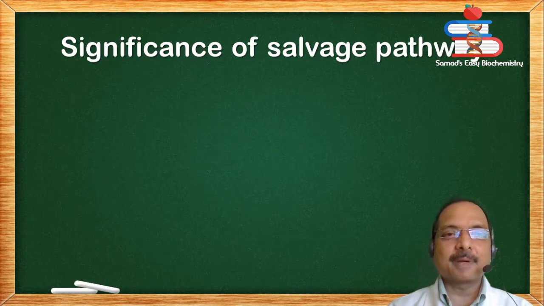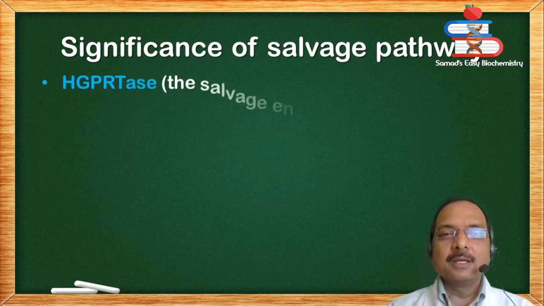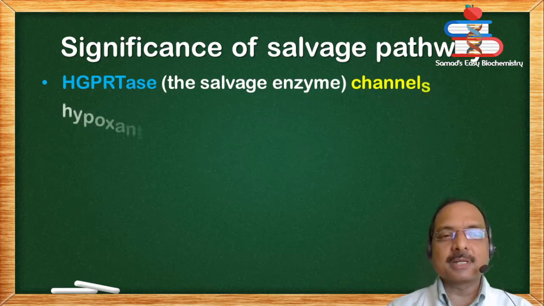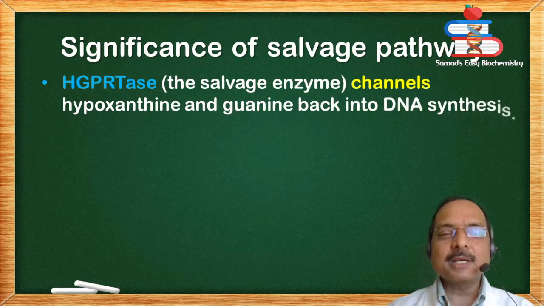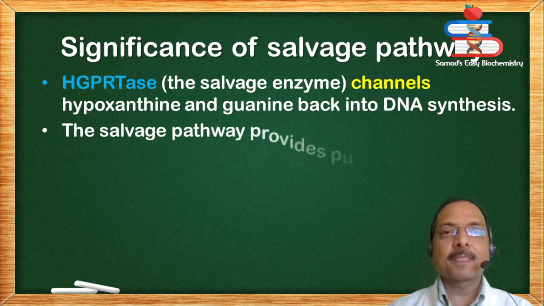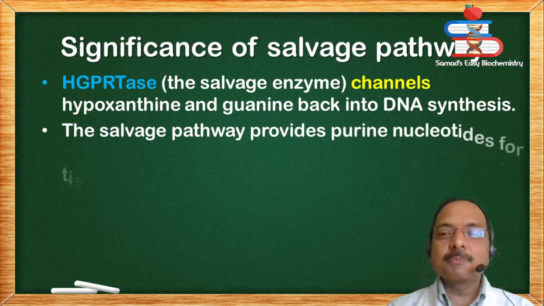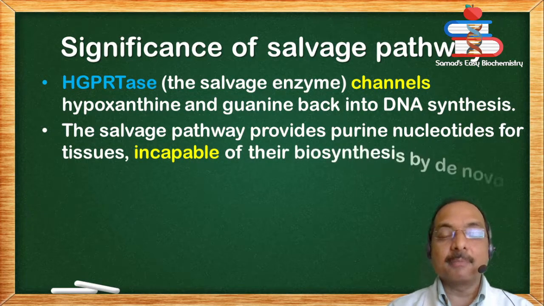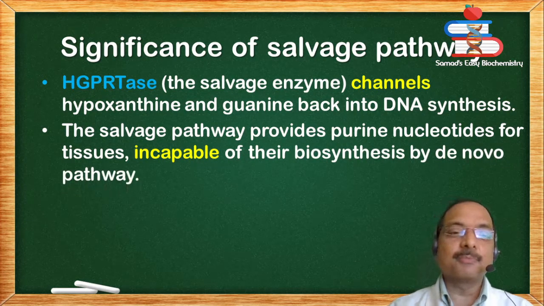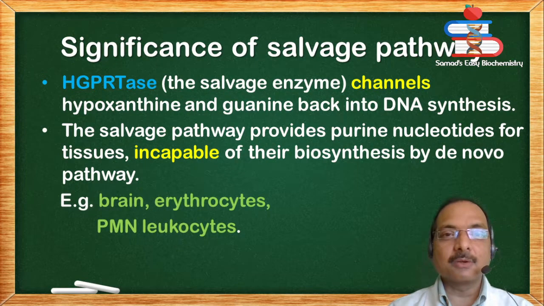Significance of salvage pathway. Hypoxanthine guanine phosphoribosyl transferase, HGPRTase enzyme, the salvage enzyme, channels hypoxanthine and guanine back into DNA synthesis. The salvage pathway provides purine nucleotides for tissues incapable of their biosynthesis by the de novo pathway. The tissues include brain, erythrocytes and polymorphonuclear leukocytes.